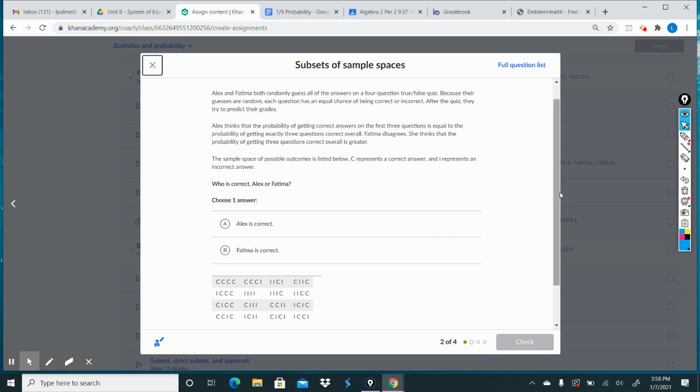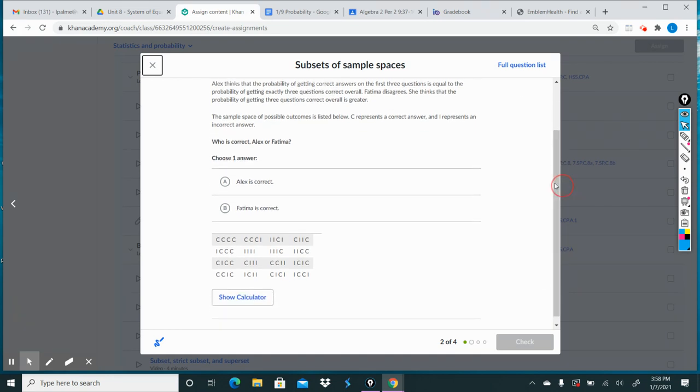So Alex is stating that the probability of a correct answer on the first 3 questions is equal to the probability of getting exactly 3 questions correct overall. Okay, so first three. That does not make sense because first 3, then we don't have the first 3. So Fatima would be correct here.